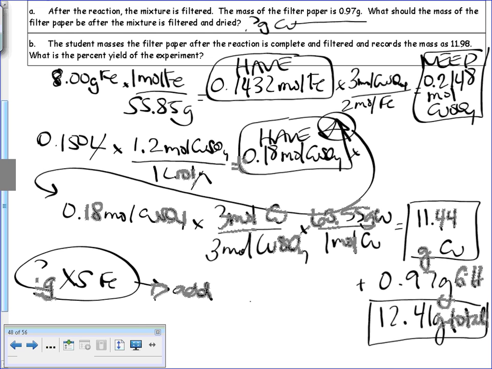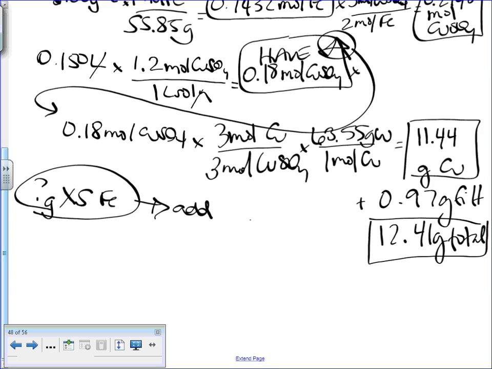Okay, so the student masses the filter paper after the reaction is complete and filtered and records the mass at 11.98. What is the percent yield? So what do we do for this one, just for what we have so far? We find the actual yield and theoretical yield. We actually already have them both. Okay, but who is the actual yield? I want you to tell me. Because that's actually what's made in the lab. That's what the student made. Where's the theoretical yield? Because that's what we said they should have gotten after all this theoretical math in La La Land. That's on the board here. And so that's our theoretical yield.